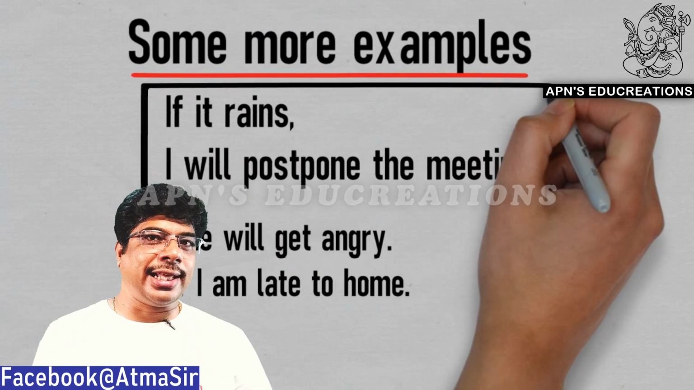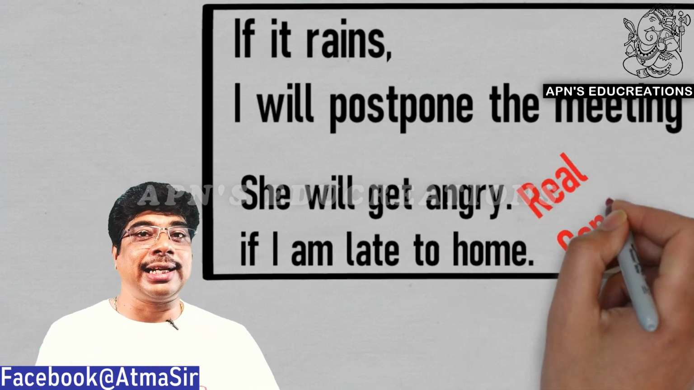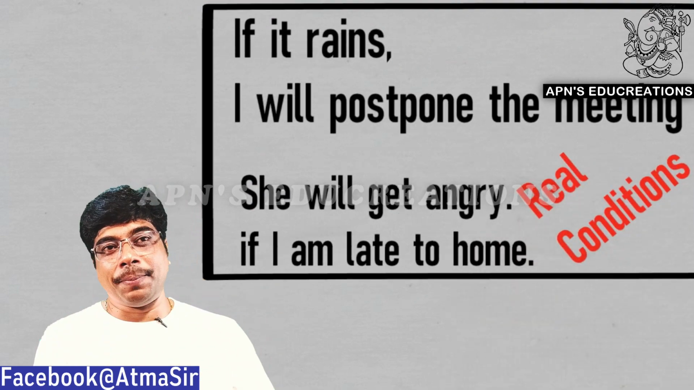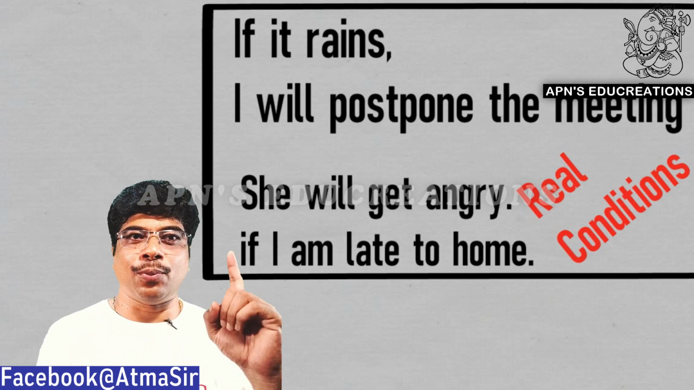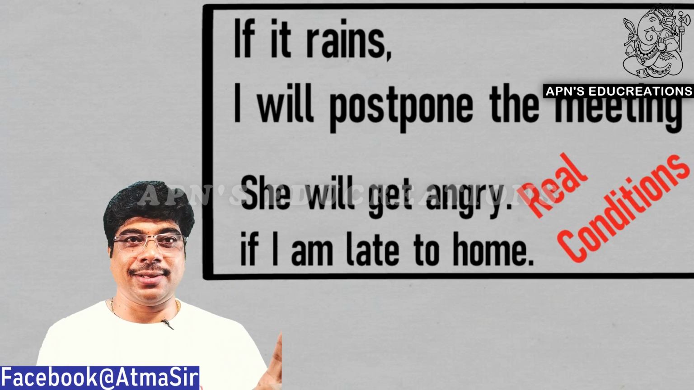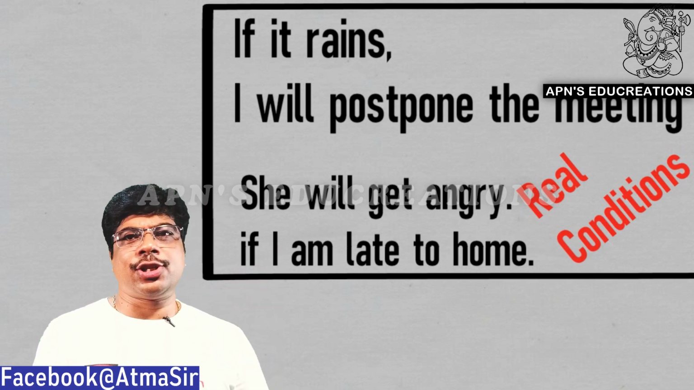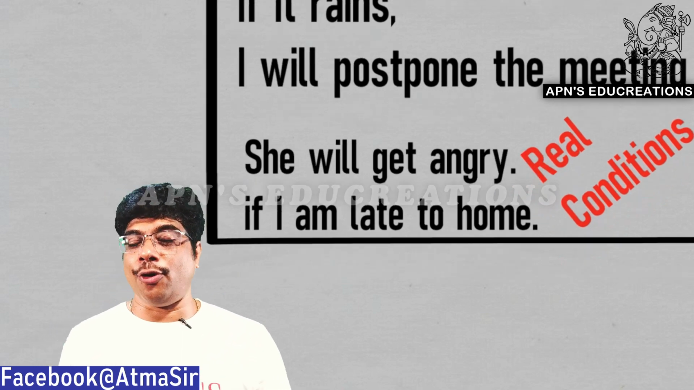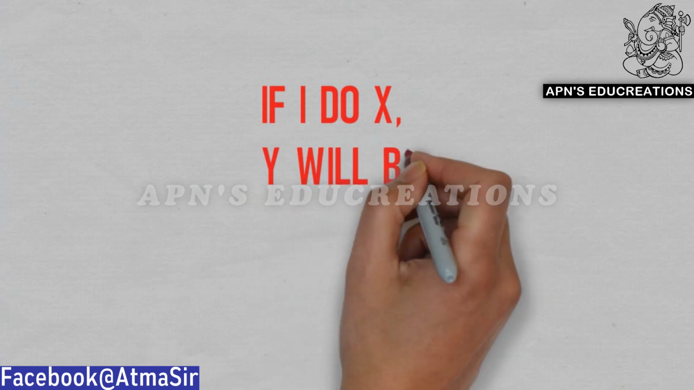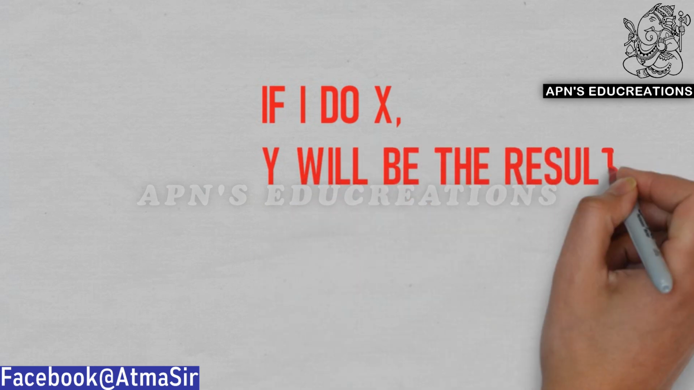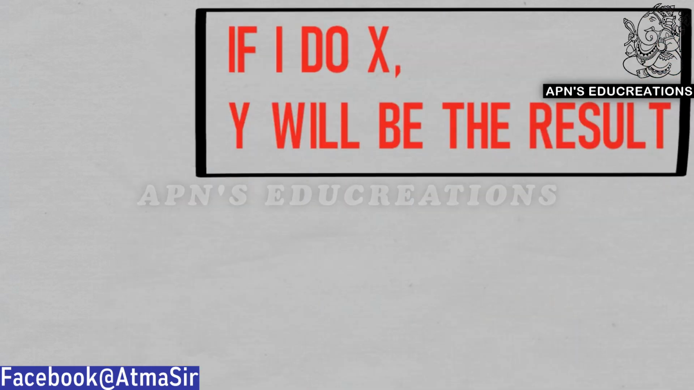I must mention it again that these conditions are called open or real conditions because they are open to fulfillment and probable in future. Probability, this factor makes them real conditions. It can be best understood if you remember the formula. If I do X, Y will be the result. I was taught like this to learn if clause. If I do X, Y will be the result.